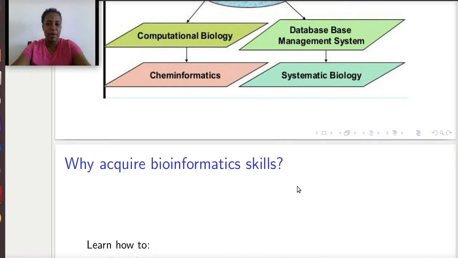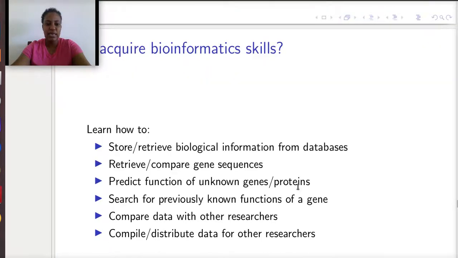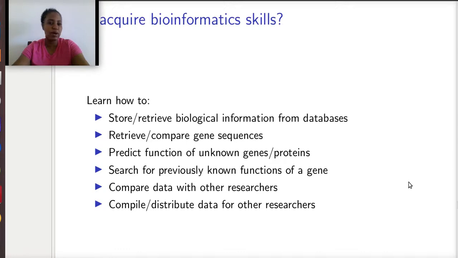All those are the various bioinformatics areas. So when you acquire bioinformatics skills, it means you learn how to store and retrieve biological information from the databases. You need that because you're developing your software based on biological data. So you need to have access to those data which are in the open repositories. Retrieve and compare gene sequences. You have to be able to predict the function of unknown genes or proteins, search for previously known functions of a gene, compare data with other researchers, compile and distribute data for other researchers.